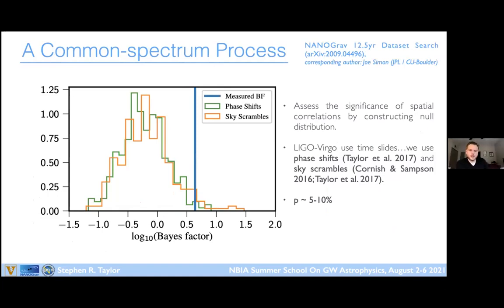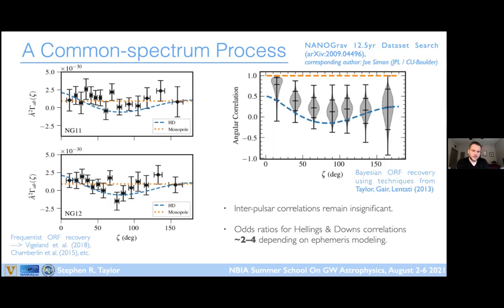So not quite. The interpretation is that we can reject the null hypothesis of no correlations with a p-value of about 5-10%. Now that's not great, but it's also not insignificant either. In fact, we do have some probabilistic support for gravitational wave correlations, but it's very, very weak. So the Bayesian odds are only about 2-4 to 1 in favor of these Hellings and Downs correlations.